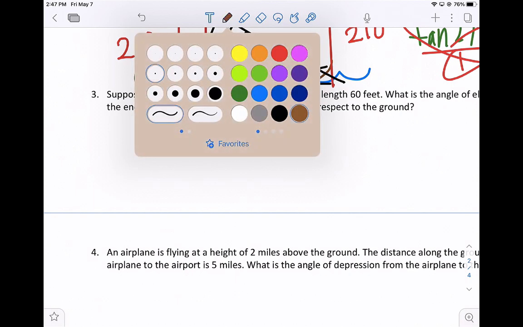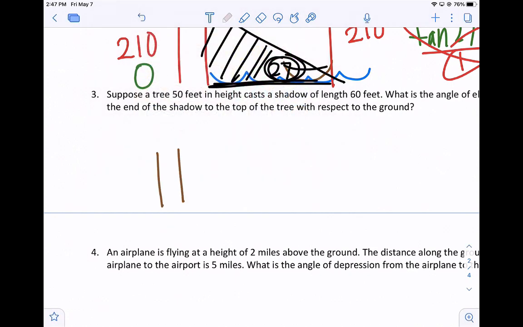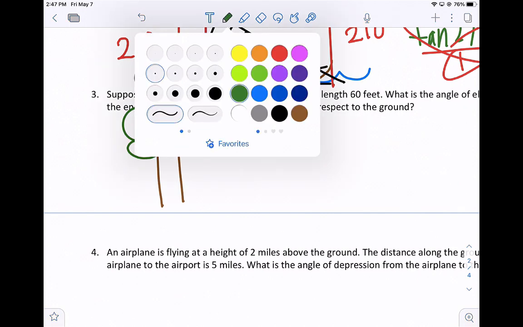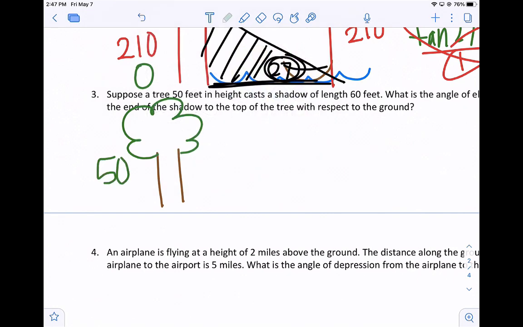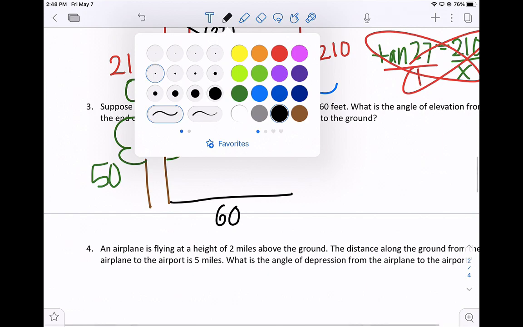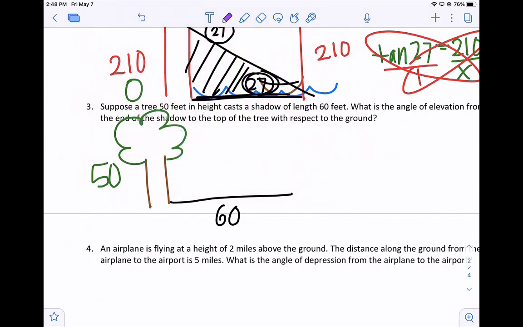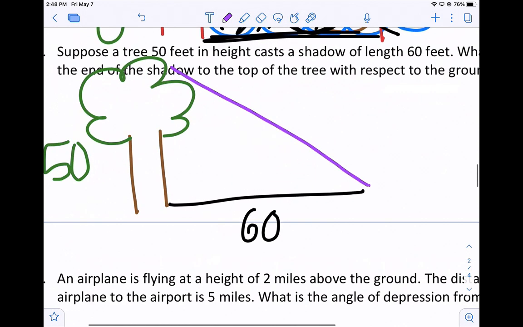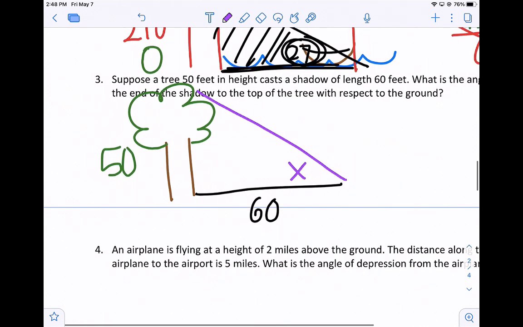Okay, so let's draw our tree here. So here's my tree, and it's 50 feet high. 50 here. It casts a shadow that's 60 feet long. What is the angle of elevation from the end of the shadow to the top of the tree? So here's our angle of elevation from the horizontal line up. We'll call it x.